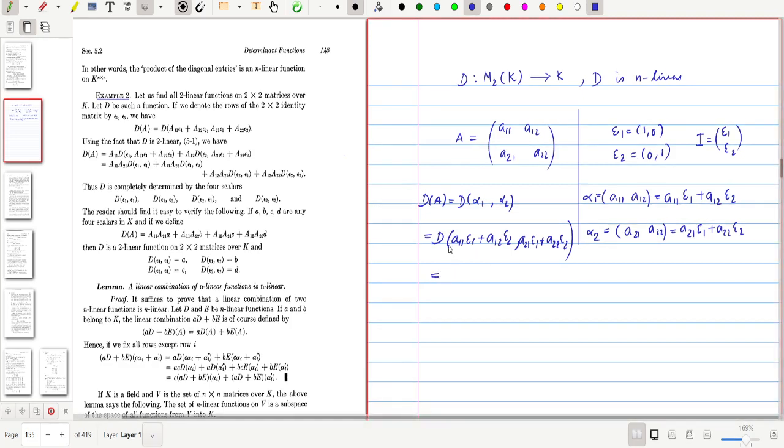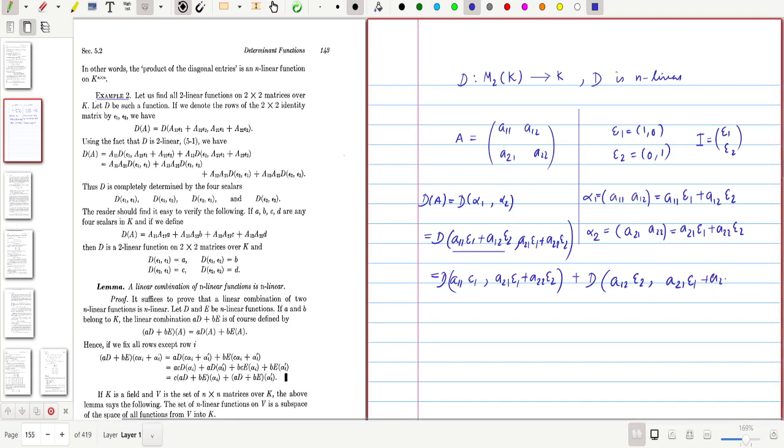So since this D is n-linear, we can use the linearity in each of the rows. First of all, we consider this as the row, and this as a constant or fixed row, and we can apply the linearity on the first row. So you get a11 D of epsilon 1 comma a21 epsilon 1 plus a22 epsilon 2, plus a12 D of epsilon 2 comma a21 epsilon 1 plus a22 epsilon 2. We applied the linearity on the first row by keeping the second row fixed.